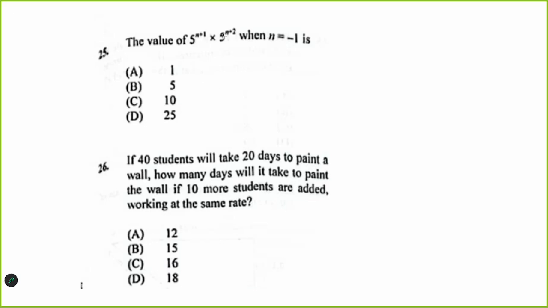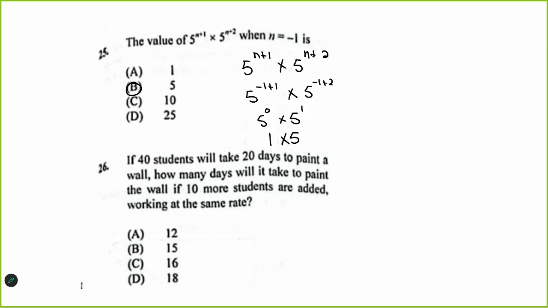Find the value of 5 to the power of n plus 1 multiplied by 5 to the power of n plus 2 when n is negative 1. So that is 5 to the power of negative 1 plus 1 multiplied by 5 to the negative 1 plus 2. That's 5 to the power of 0 multiplied by 5 to the power of 1. Anything to the power of 0 is 1, and anything to the power of 1 is its base, which is 5. 1 by 5 is 5. So B is the answer.